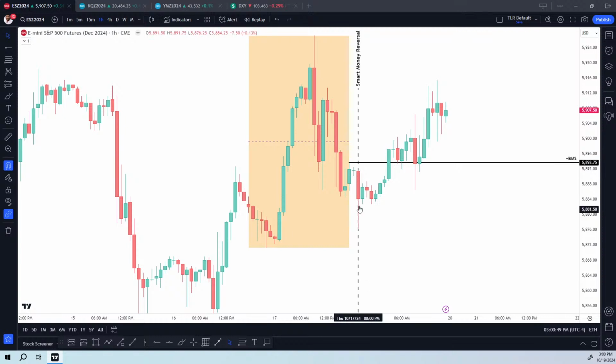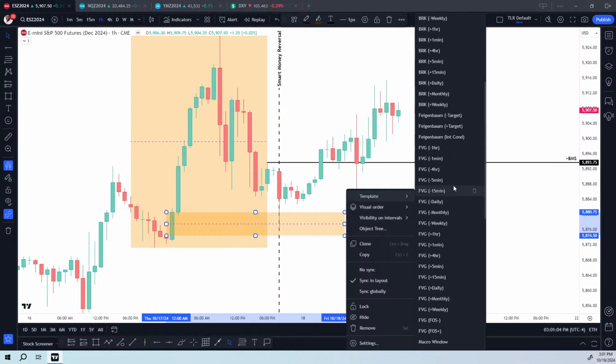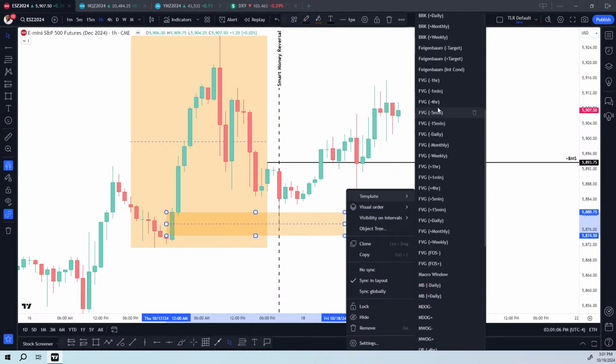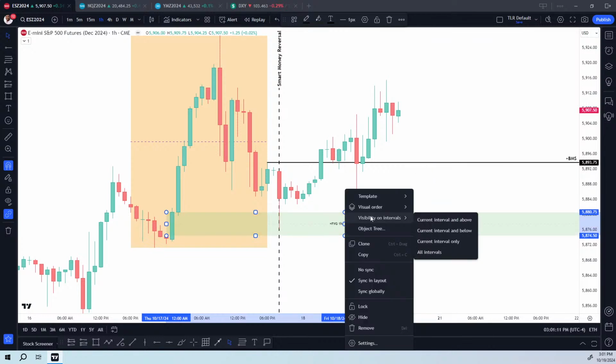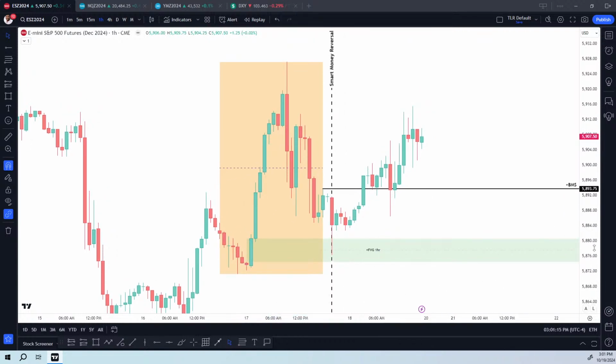We see that this right here was our smart money reversal. Looking at our smart money reversal, we traded down into a BISI on the 1 hour. And once we got our smart money reversal, that was our break in market structure right there.